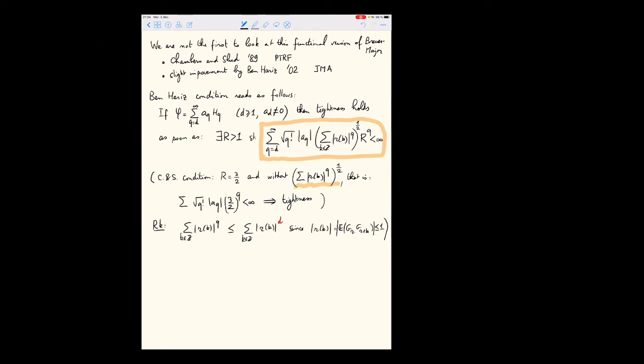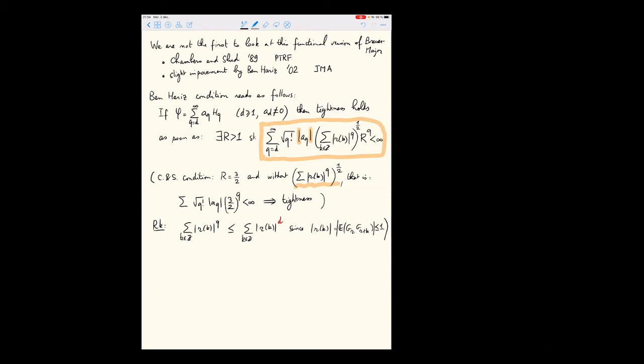Okay, so but now let me focus on the Ben-Harris condition. You see that it's not that easy in general to check that this quantity is finite, the quantity I framed in brown, because you have these absolute values. That is not very natural in general when you are dealing with coefficients.